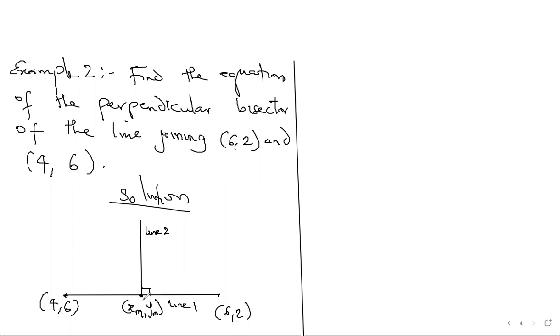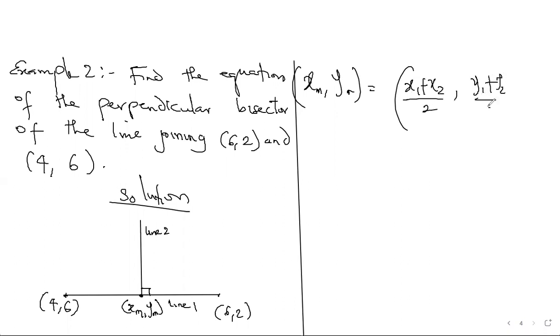Okay, so the first thing I will do is to determine the coordinate of the midpoint where this bisector passes through. So how do I get that? xm, ym, remember the formula will be equal to x1 plus x2 over 2 and y1 plus y2 over 2. So that will be equal to, so if this is point 2 and this is point 1, then my x2 will be 6 and my x1 will be 4.